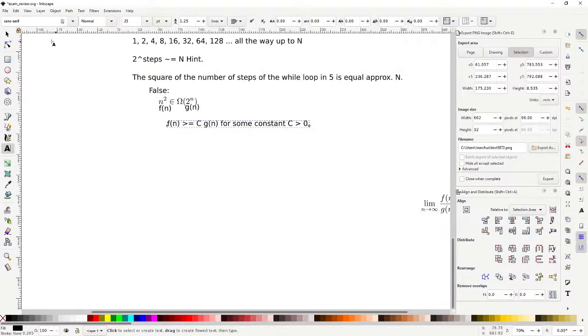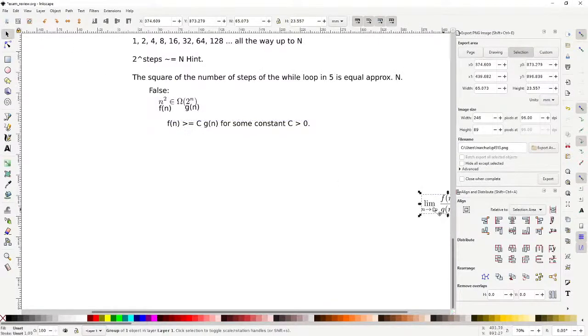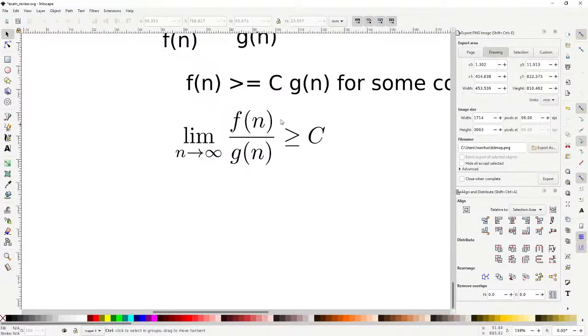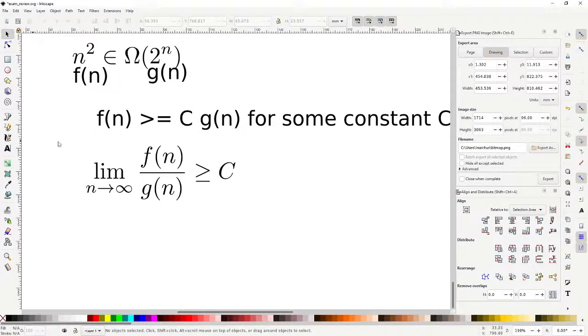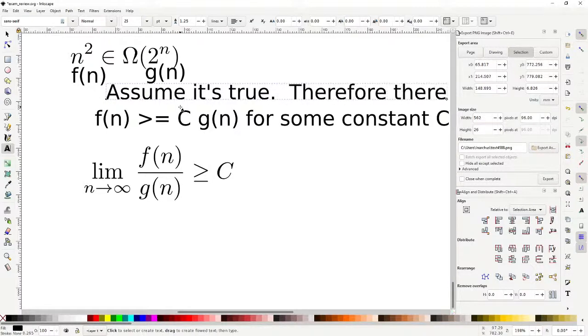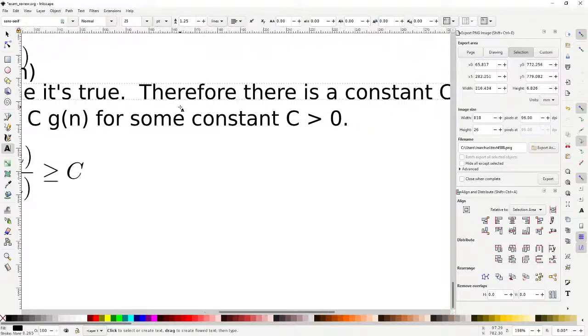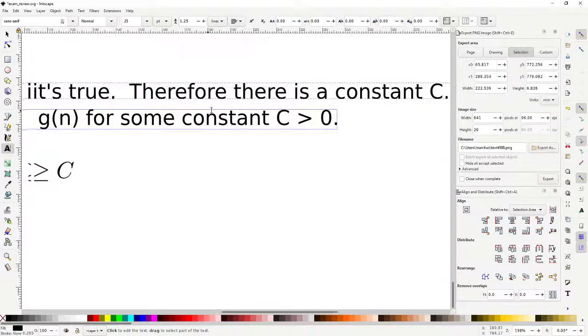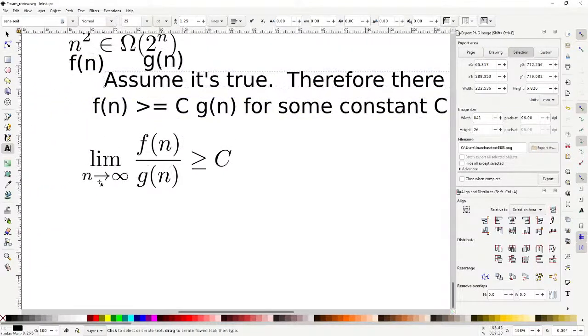And so this is what we're going to do: we're going to assume it's true. And then what we'll do, we'll assume it's true, right? Assume it's true. Therefore, there is a constant c, right? Okay, so given that constant c, we plug it into this limit.